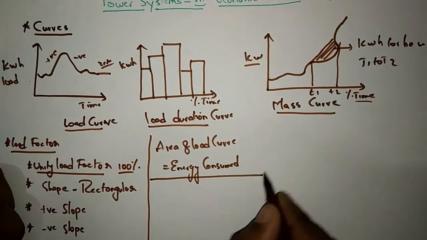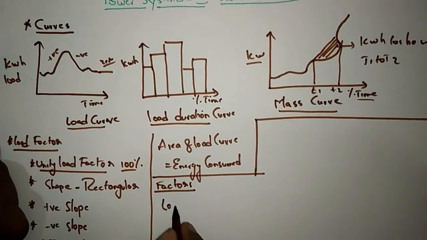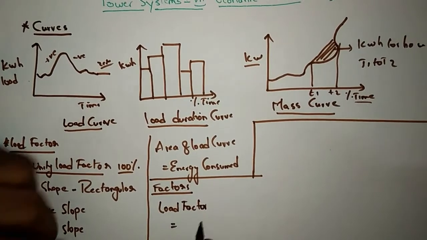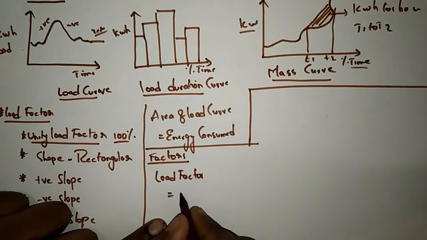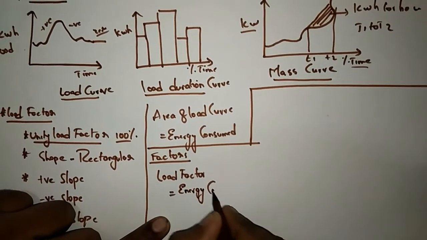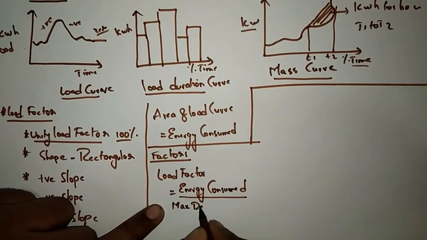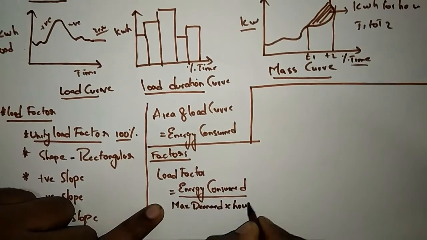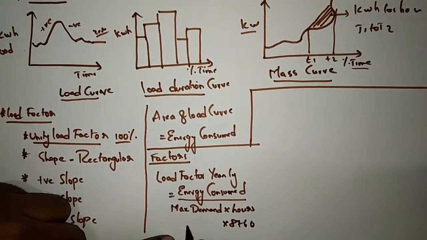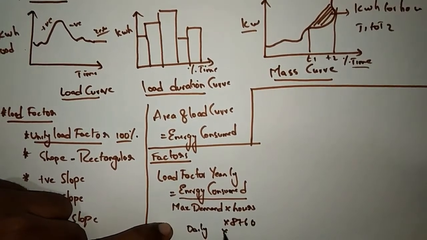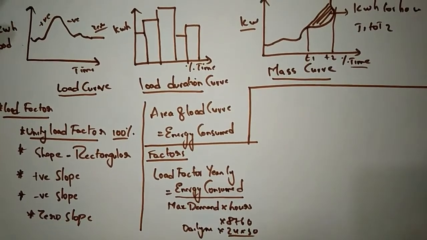Let us now move to some important factors. Load factor. I will note down the formula right here, please note it down. Load factor is energy consumed divided by maximum demand into hours. Here hours for yearly load factor is 8760. In case of daily load factor, it will be 24. In case of month, it will be 24 by 30, right? I think I'm clear up to here.